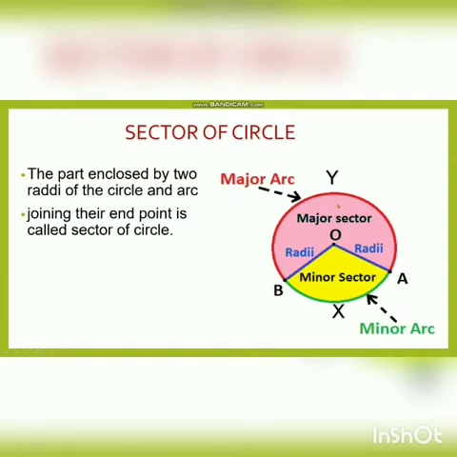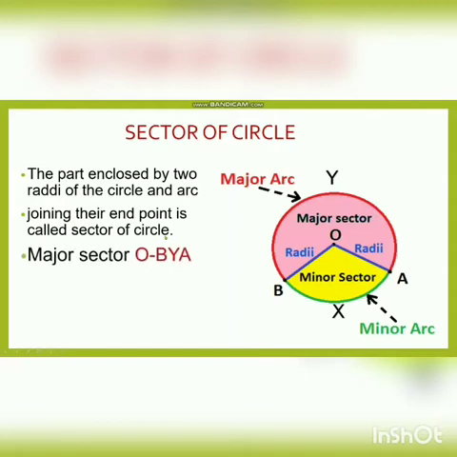Again, this circular region enclosed with radii OB and OA and major arc BYA is called a major sector. So the part enclosed by two radii of the circle and the arc joining their end points is called a sector of a circle. You can define it in this way.